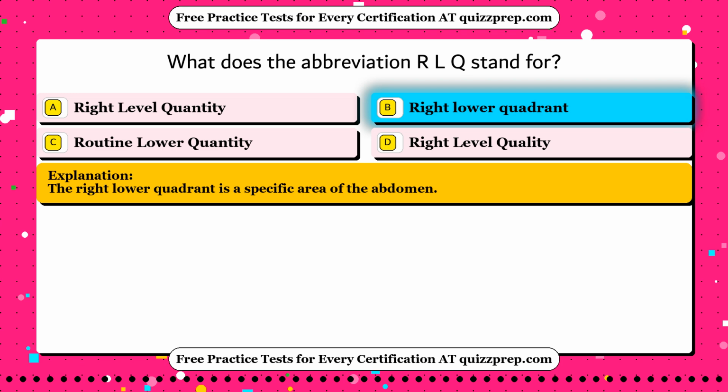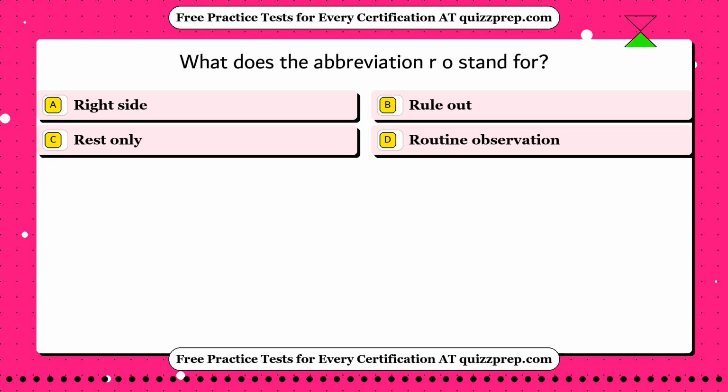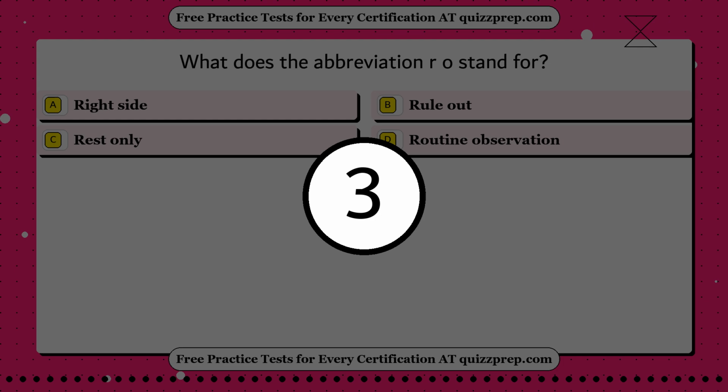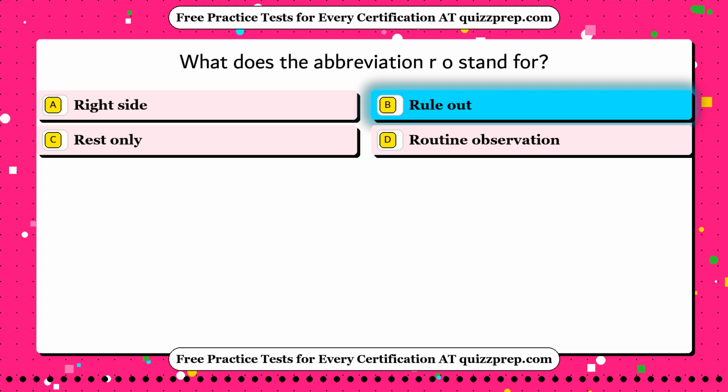The right lower quadrant is a specific area of the abdomen. Question 107. What does the abbreviation RO stand for? Option A, right side. Option B, rule out. Option C, rest only. Option D, routine observation. The correct answer is option B, rule out.